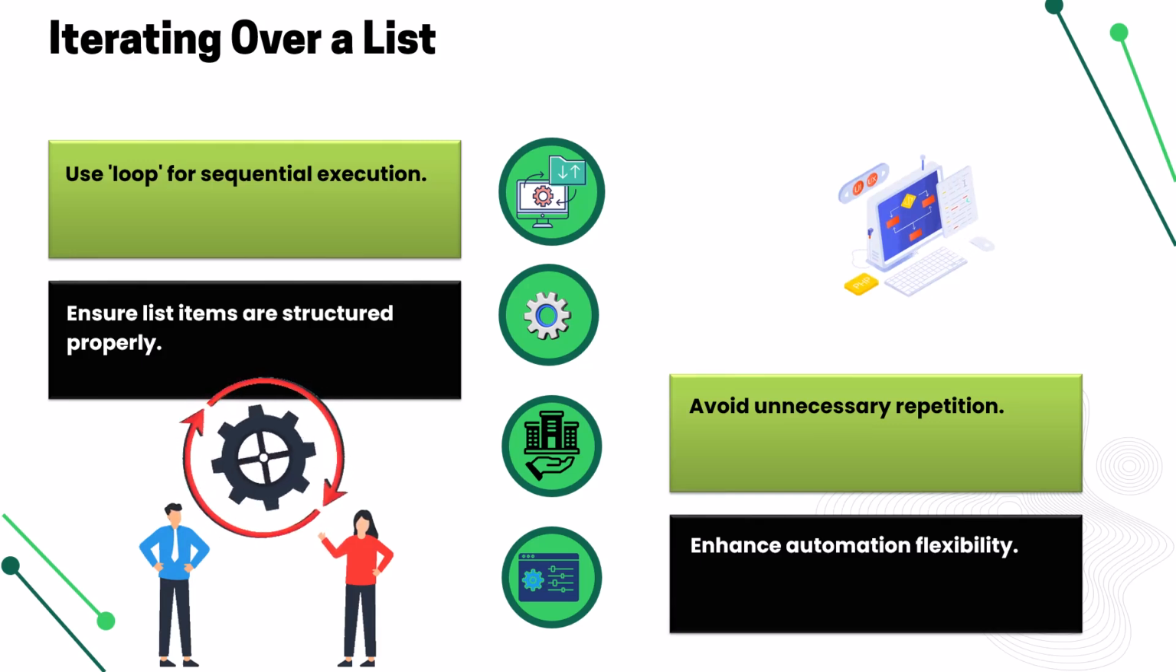You provide a list and Ansible does the heavy lifting. Just structure them properly and you'll avoid frustration. With loops, automation feels effortless and, dare I say, almost magical.